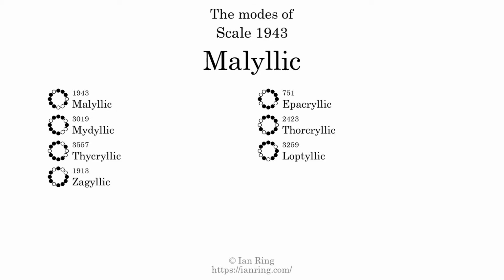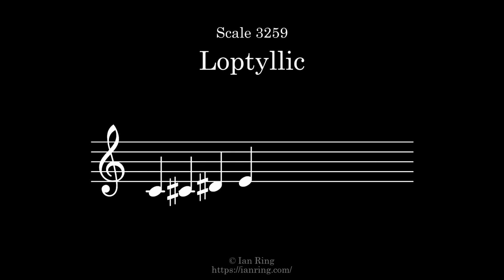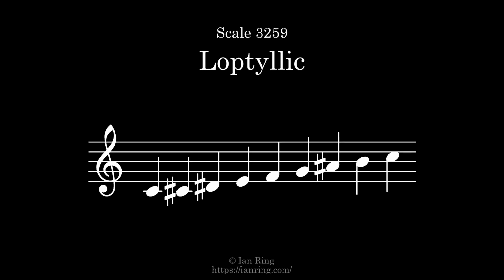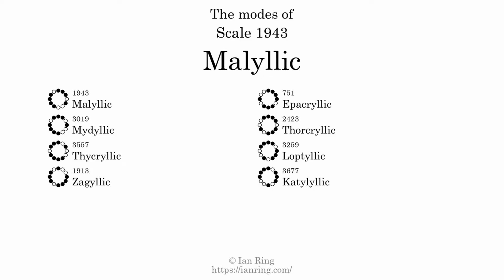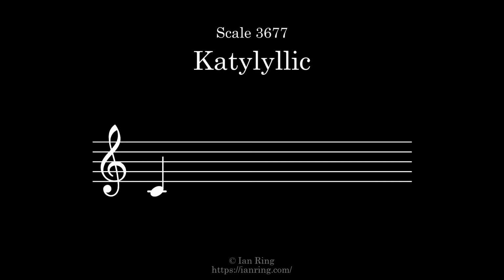The seventh mode is scale 3259, also known as loptillic. It sounds like this. The eighth and last mode is scale 3677, also known as catalylic. It sounds like this.